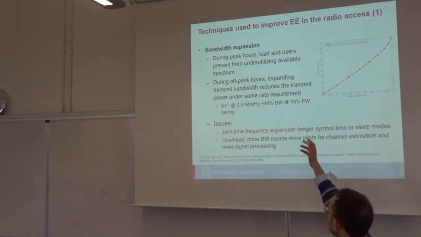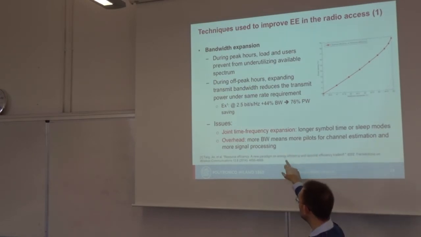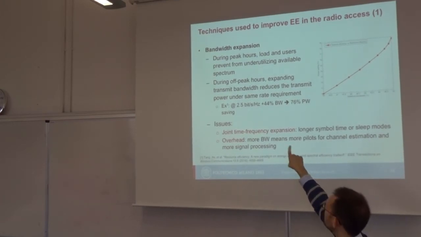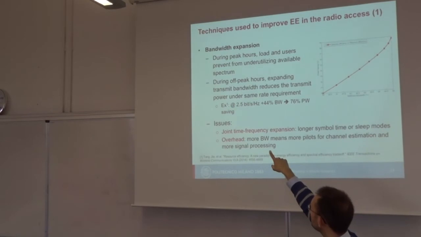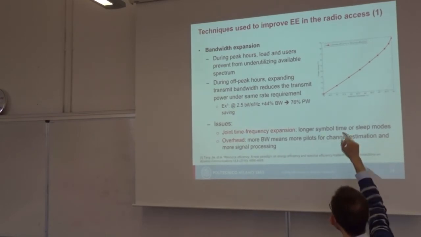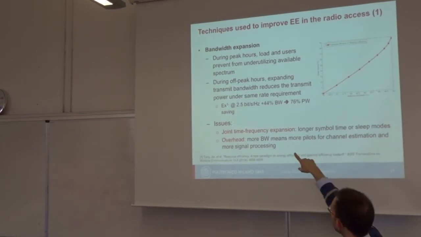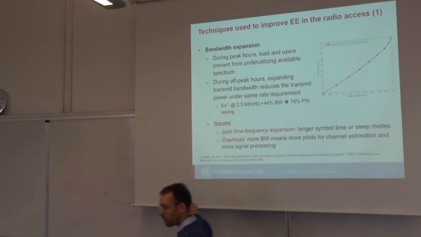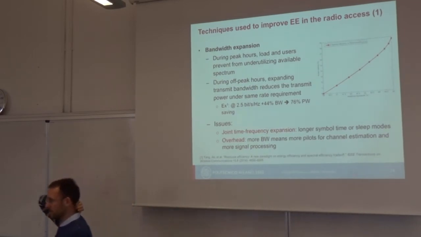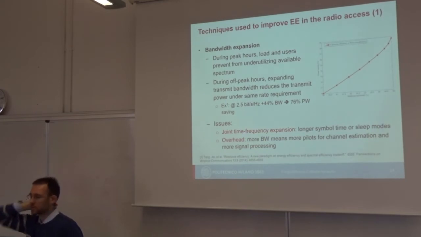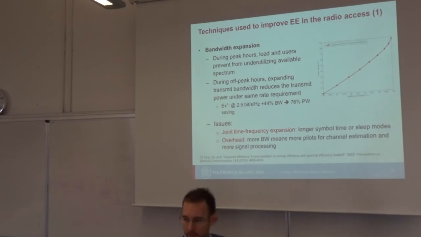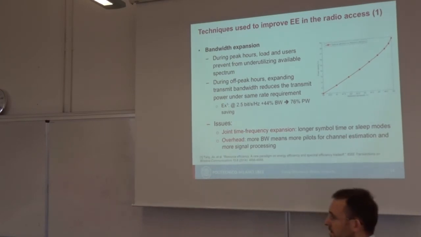Okay. And an example that is coming from this paper: at a given spectrum efficiency, which is 2.5 bit per second per hertz, if you increase your bandwidth by 44%, you have a saving in the transmitted power of more than 70%. So it's effective. Of course, the real numbers depend on the technology you use, but that's something interesting.